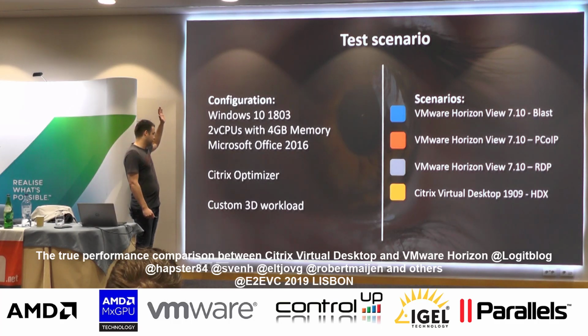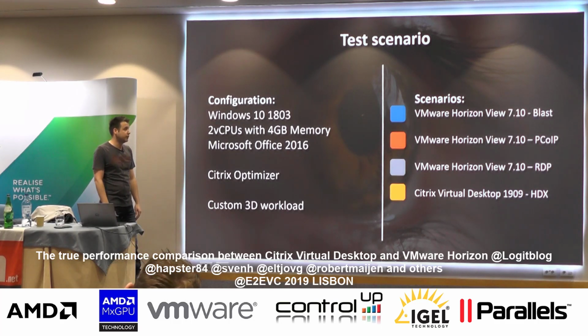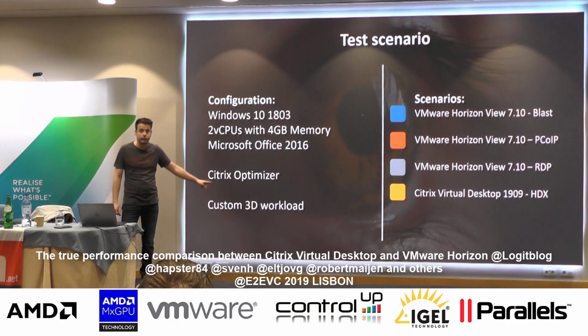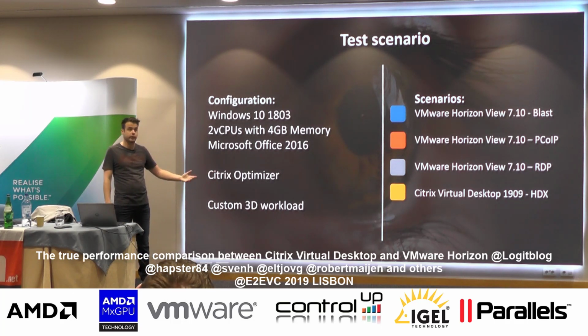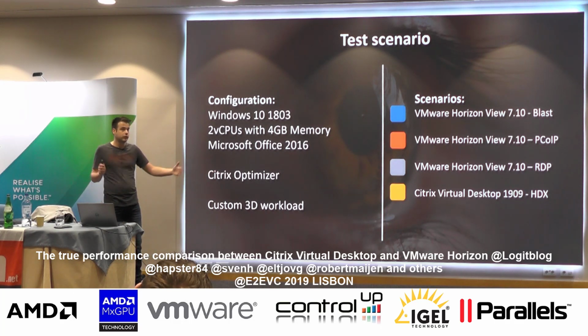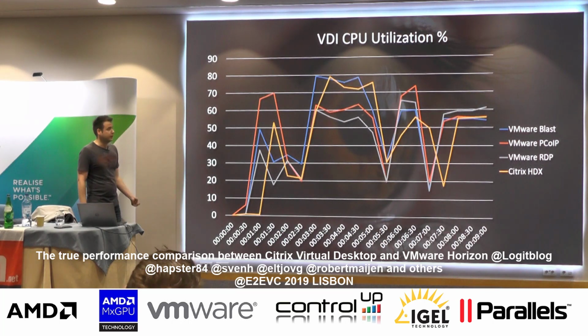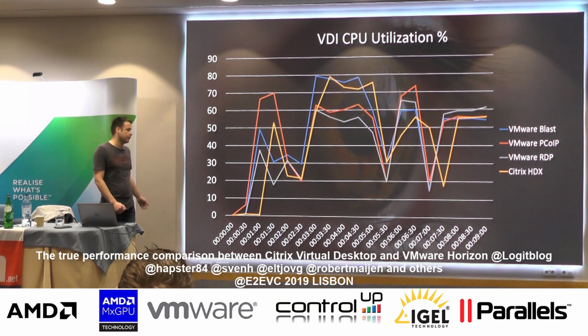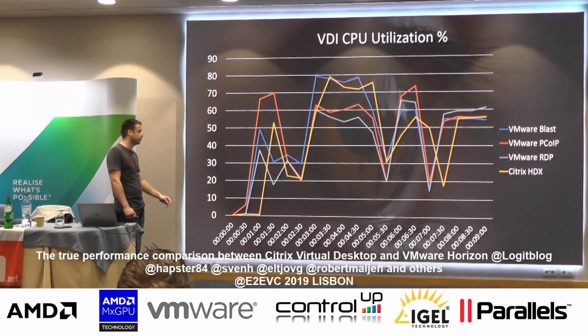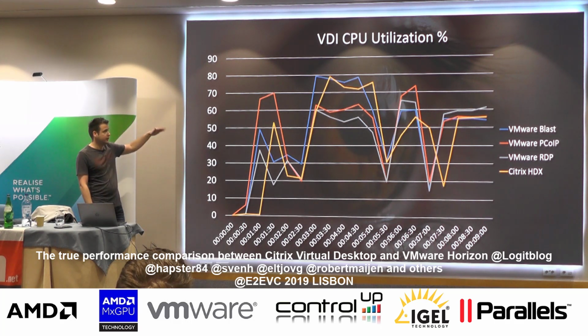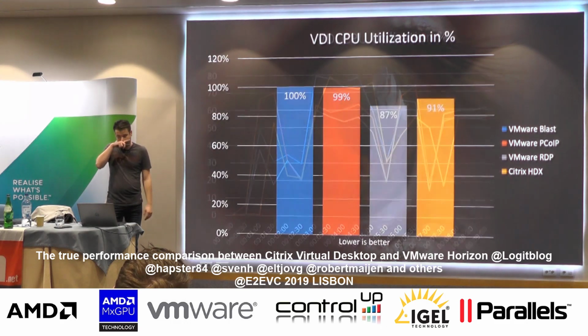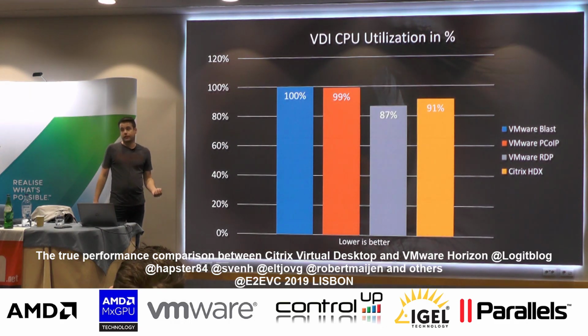Again, the same testing approach. The only difference is that we used a custom 3D workload that I created for this research. So when you look at the line graph, it's way shorter. It's not a test of an hour, it's actually a test of around 10 minutes. And again here you see a similar pattern compared to previous results, but it's a little bit closer.